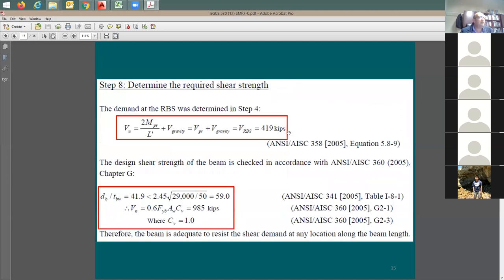Okay. Here's the shear again, 419. You'd like here to check the shear strength of the beam itself. You're going to say, I have a compact section, right? And here's the shear strength, 985. Shear is good. So in this case, the choice of this beam was good in shear.